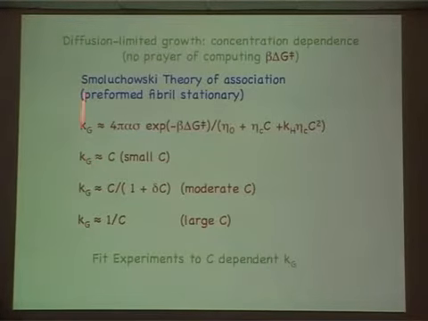And then if you look at this growth rate, it is linear in concentration at small c, and that's what you would expect. And at moderate values, it has this dependence. These two have been experimentally seen, and at very large concentration it should decay as 1 over c.